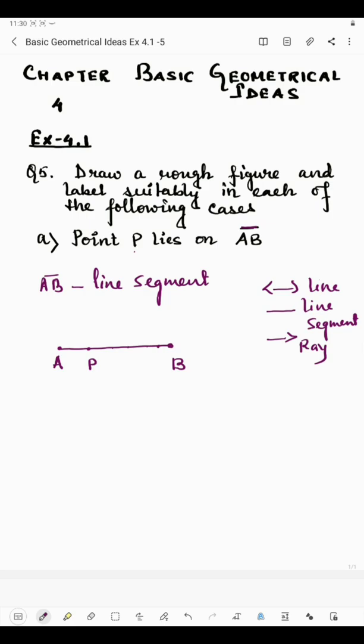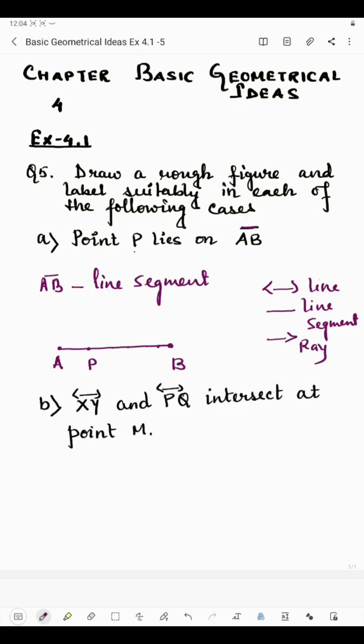Now coming to part B. Now in the next part we have XY and PQ intersect at point M. Now see here both side we have arrows, right? Both side arrows are there. So that means this is a line. So XY and PQ are lines. So the question is both lines intersect, which means they cross each other at point M. Intersect means they meet or they cross.